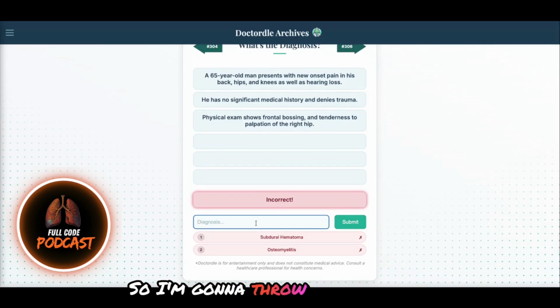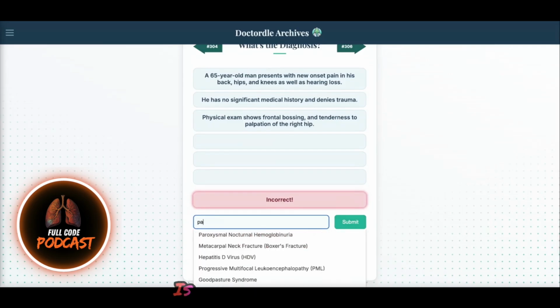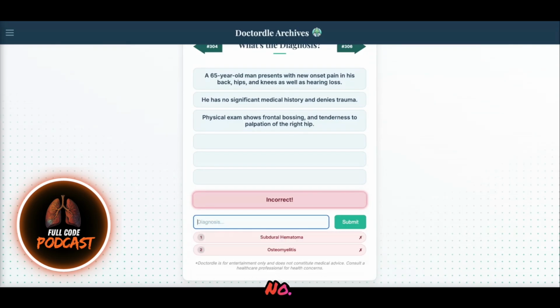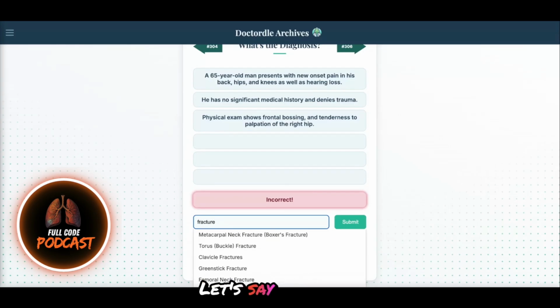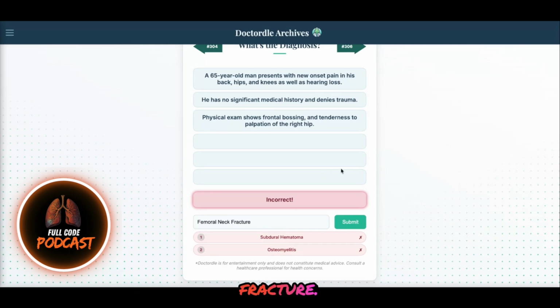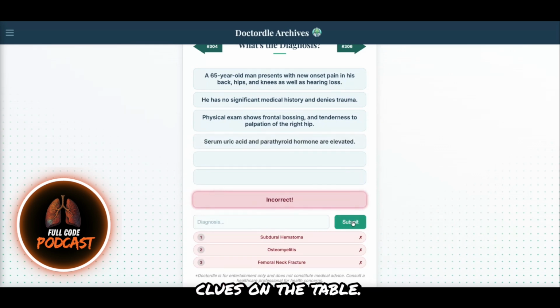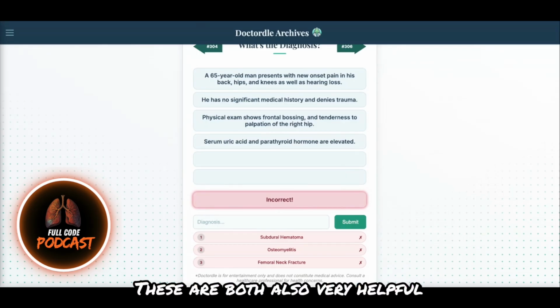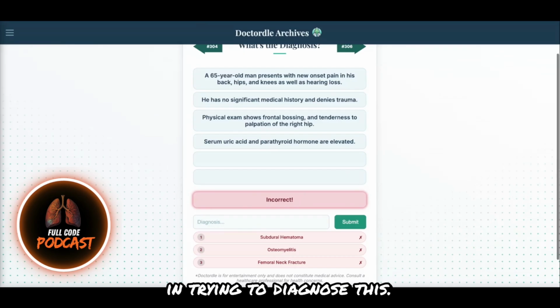So I'm going to throw, what's a good guess to just throw? Is it pathologic fracture? No. Let's say femoral neck fracture. I don't think it's a femoral neck fracture. I just want to get some more clues on the table. So we have serum uric acid and parathyroid hormone elevations. These are both also very helpful in trying to diagnose this.